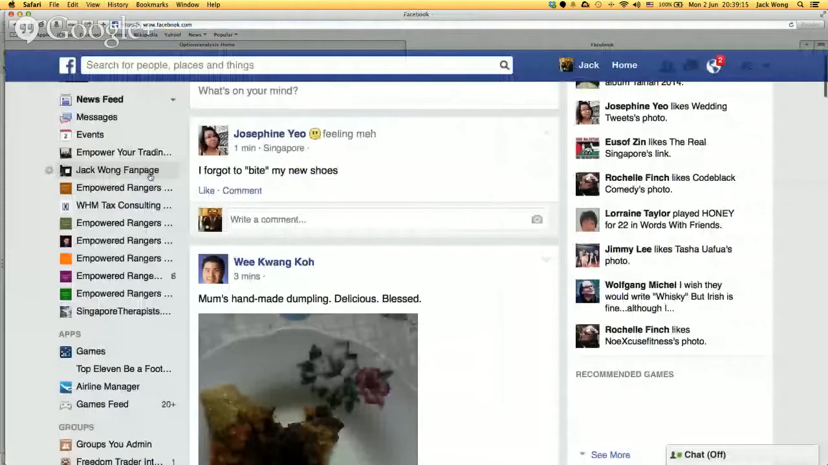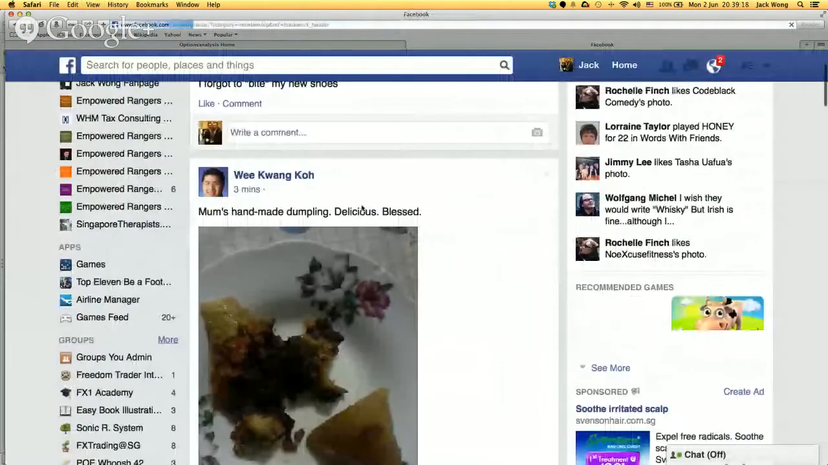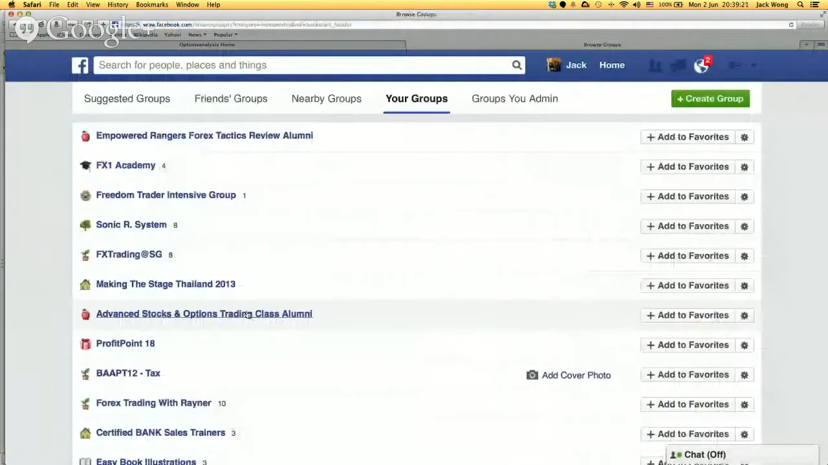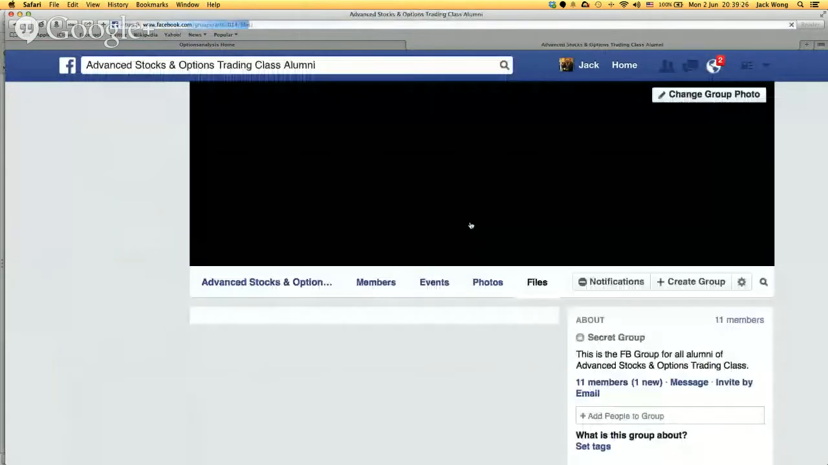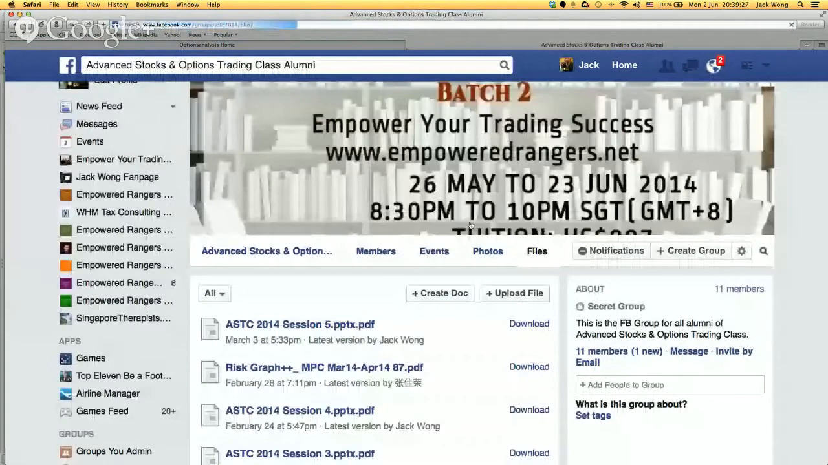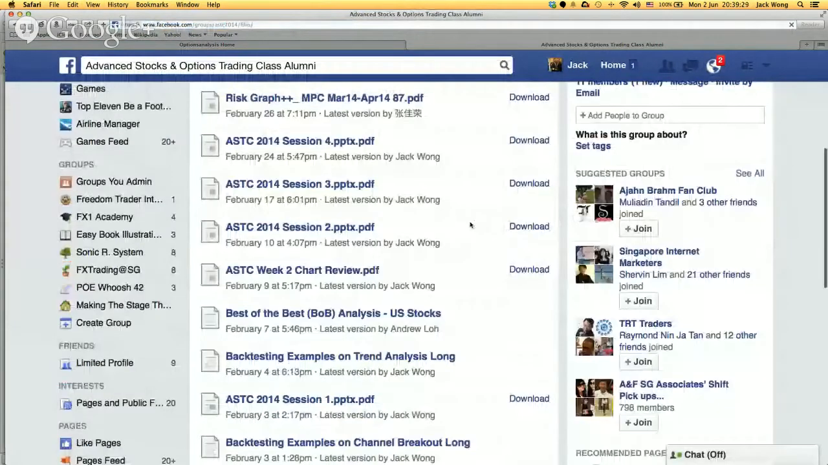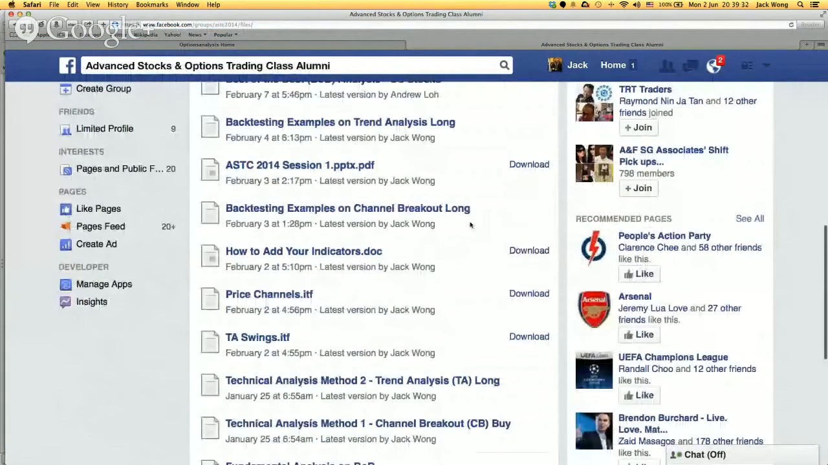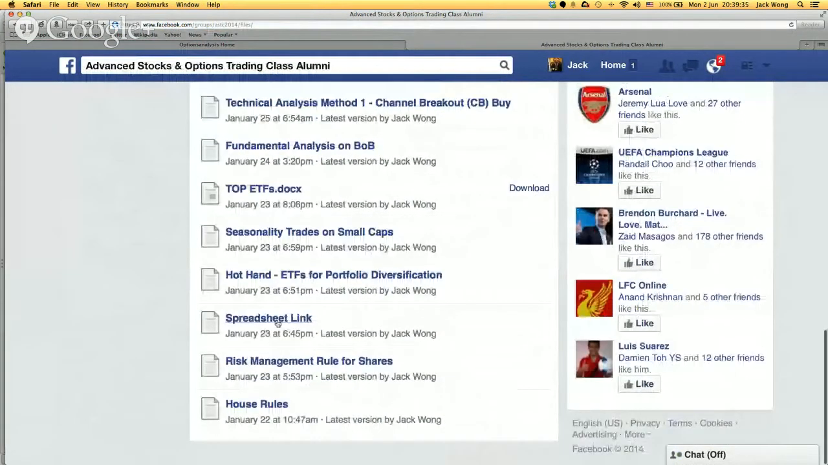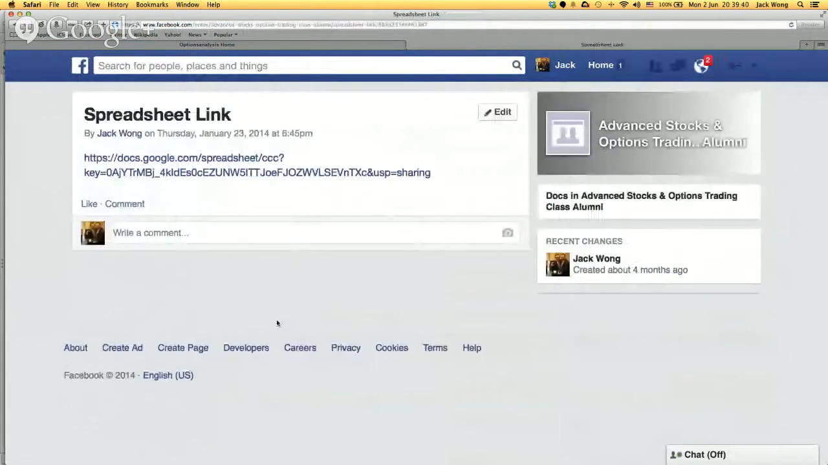Okay, so I'm going to my Advanced Stock Options Trading Class Alumni. You will see that under the Files section, where is the spreadsheet? Let me see. The spreadsheet should be somewhere at the bottom. Okay, so this is the spreadsheet link. This is the link that allows you to have access to the spreadsheet.